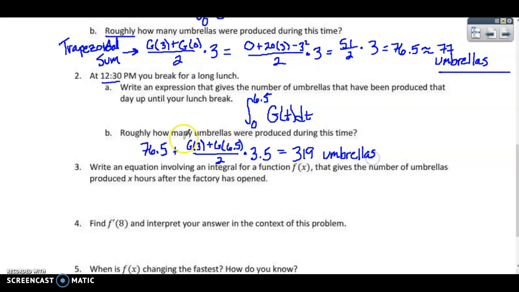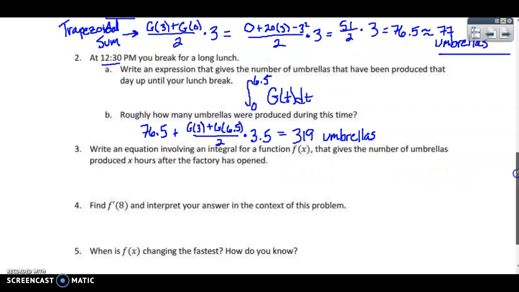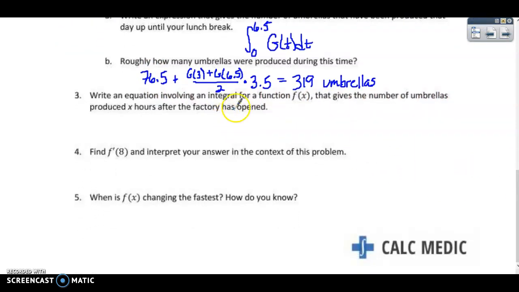Well, go in, substitute 3 into your function up above, the 20t minus t squared, and then plug in your 6.5 into the 20t minus t squared. Divide by 2 after you sum them, and then multiply by 3.5. And then, of course, add your 76.5, and you'll get 319 umbrellas. So in the first 6.5 hours that the company's open, it produces 319 umbrellas, okay? And keep in mind, this is an accumulation function. So we're looking at our rate of change, and then we're summing the areas. That gives us how many umbrellas have been produced.